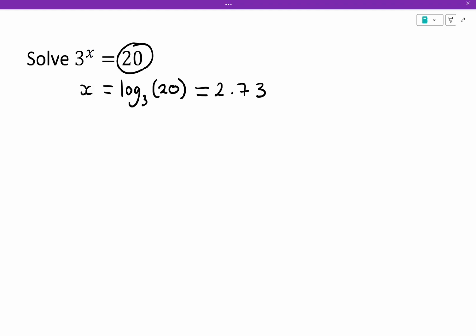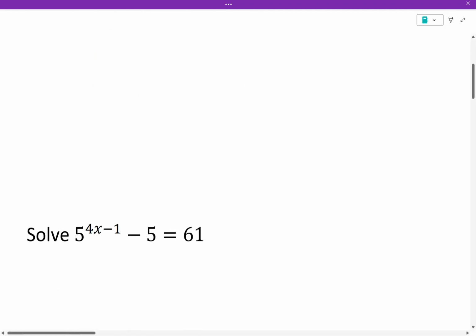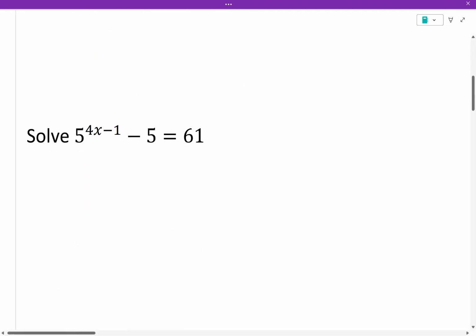Okay, let's look at a slightly more difficult scenario. So we've got this one here, where we've got our exponential term, and the power is looking a little bit more complicated. But this time we have an additional term in the equation, which is subtracted off our exponential term. This doesn't make it too much more difficult because this term is a constant, a numerical value. It doesn't involve x. Therefore, the logical thing to do is to get the two constants we have in our equation, the -5 and the 61, together on one side.